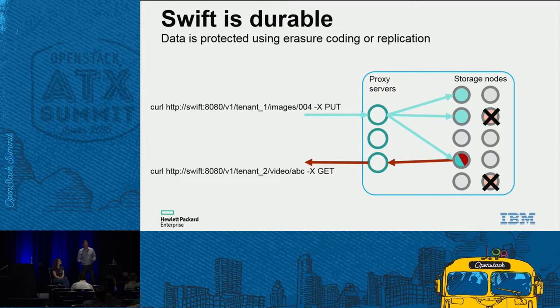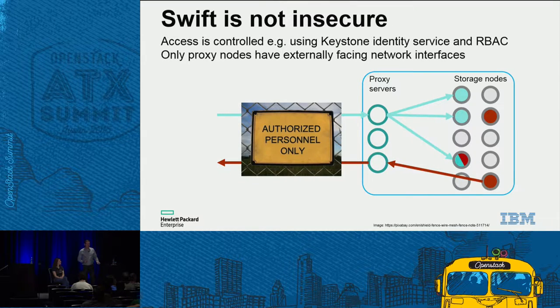What about security, though? Is Swift secure? Obviously, we're here this morning to tell you about some work we're doing to make Swift more secure. But it's worth pointing out that Swift, as it stands today, is not an insecure service. I think many of you will be familiar with the Keystone Identity service. Swift uses that to authenticate every request that's received at the API. And then Swift has authorization middleware that will either grant or deny access to resources for those requests.